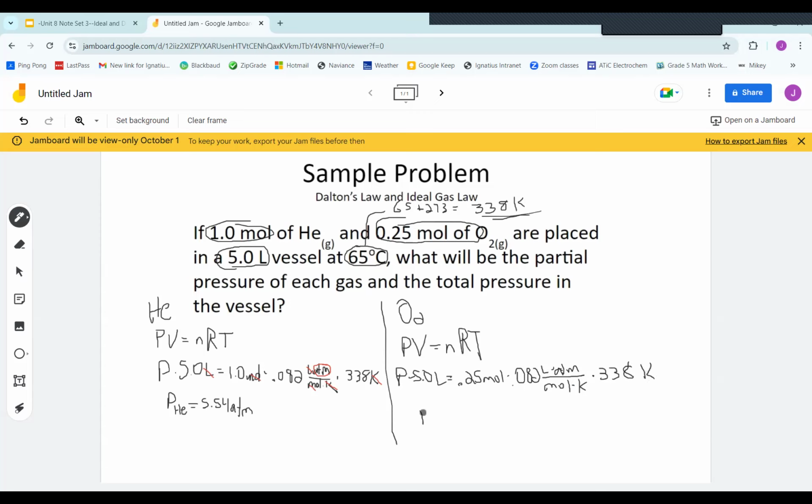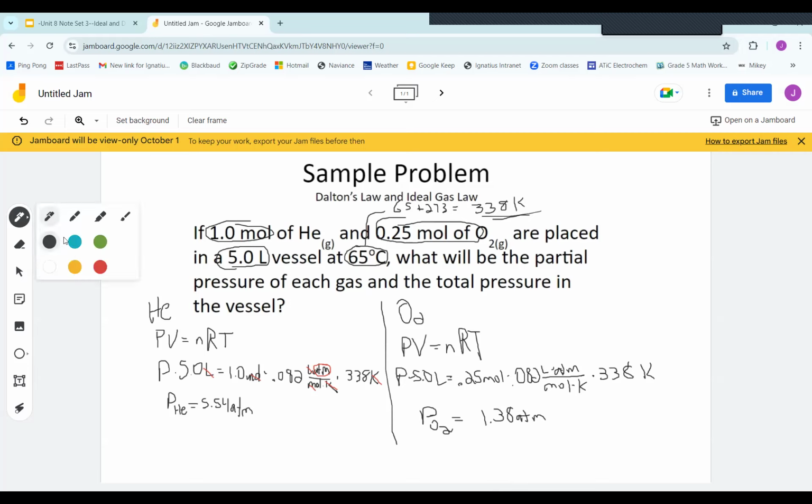On my calculator, I'm typing 0.25 times 0.082 times 338, and I'm dividing that by 5 liters. And when I crunch all those numbers, I get approximately 1.38 atmospheres. Okay, so we applied the ideal gas law for the helium and for the oxygen.